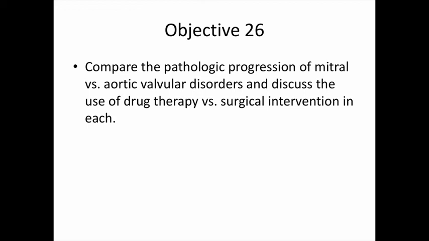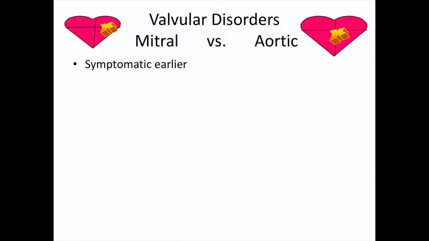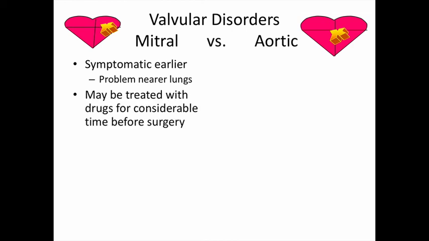All right, so we're just going to really quickly compare the pathological progression of mitral versus aortic valve disorders and discuss quickly the use of drug therapy versus surgical intervention. And since we don't really talk about drugs, it's going to be sort of a theoretical conversation. So the mitral valve, remember the key here, symptoms are going to show up earlier, because the problem is nearer the lungs. That's really the deal.